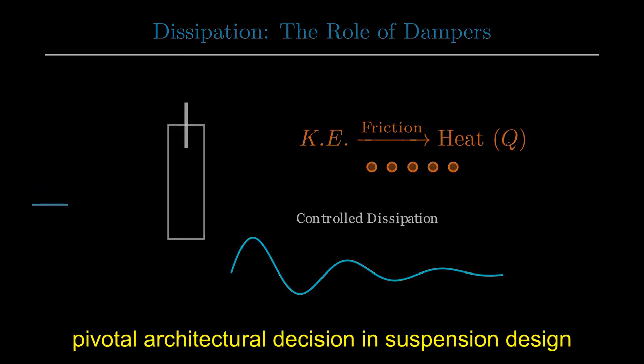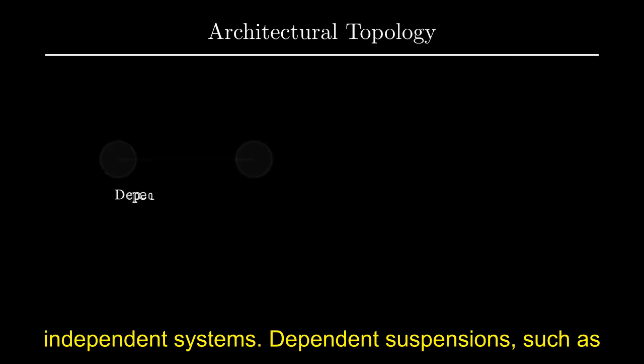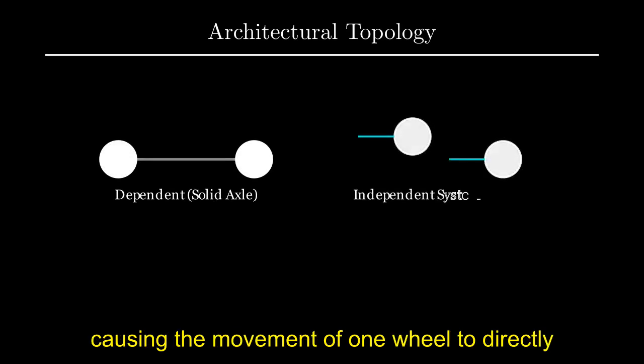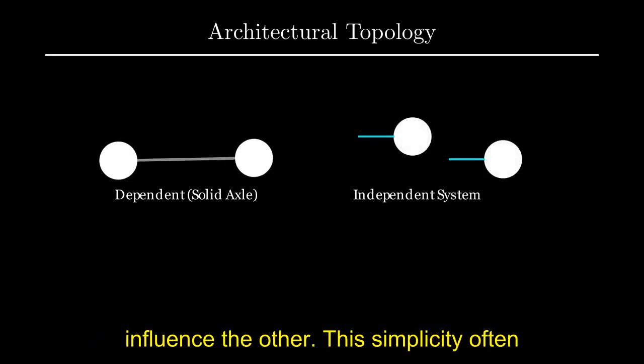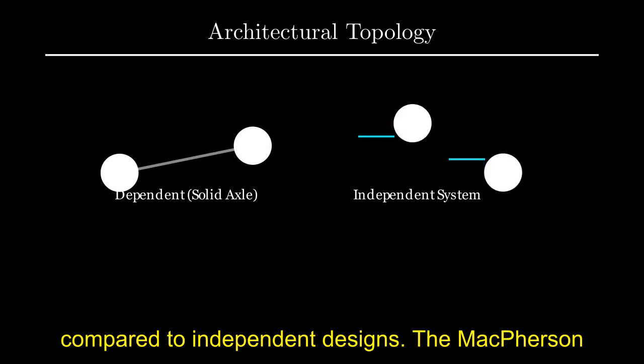A pivotal architectural decision in suspension design involves the choice between dependent and independent systems. Dependent suspensions, such as a solid axle, link the wheels on the same axle, causing the movement of one wheel to directly influence the other. This simplicity often sacrifices ride comfort and handling precision compared to independent designs.